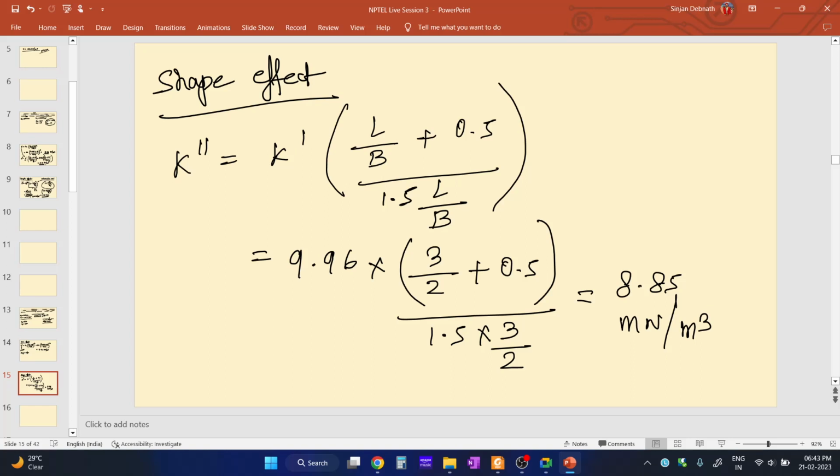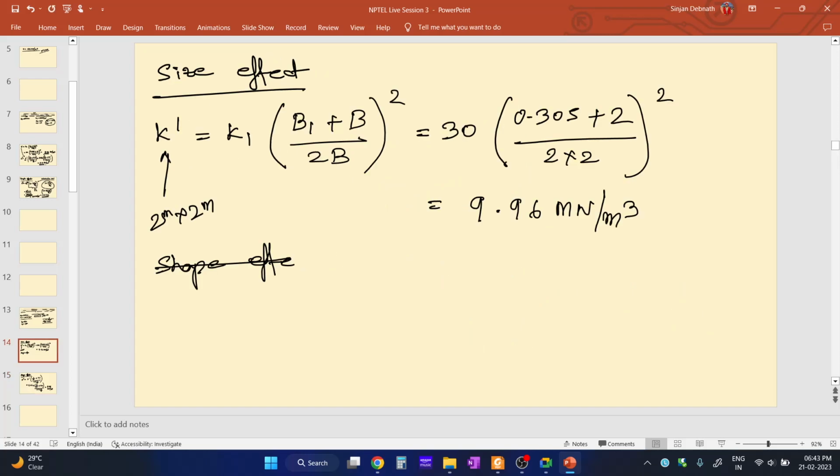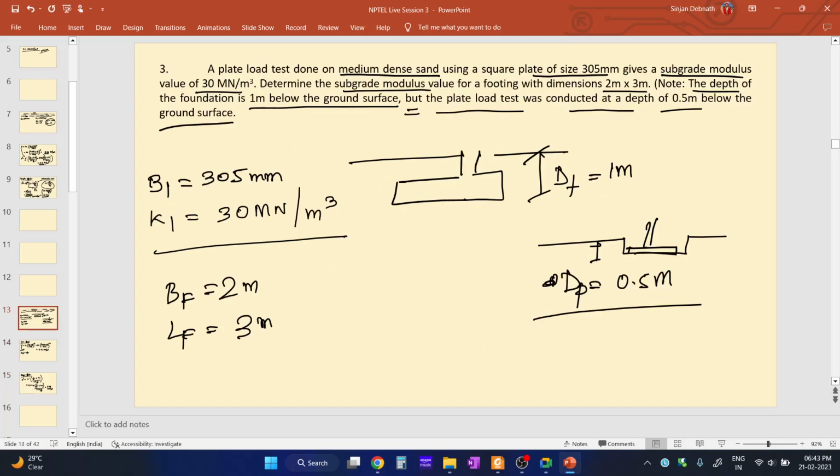Okay, so that means now we have found out the subgrade modulus for the footing having size 2 meter by 3 meter, but we still haven't considered the depth effect. So that means it will give the same depth effect as if the rectangular foundation is placed at a depth of 0.5 meter, that is same as that of the plate. Okay, but it is not the case. The plate was at 1 meter below the ground surface, so we must incorporate that effect.